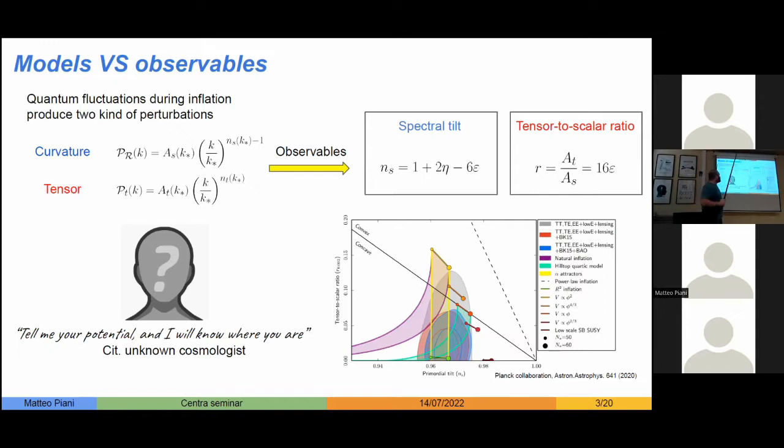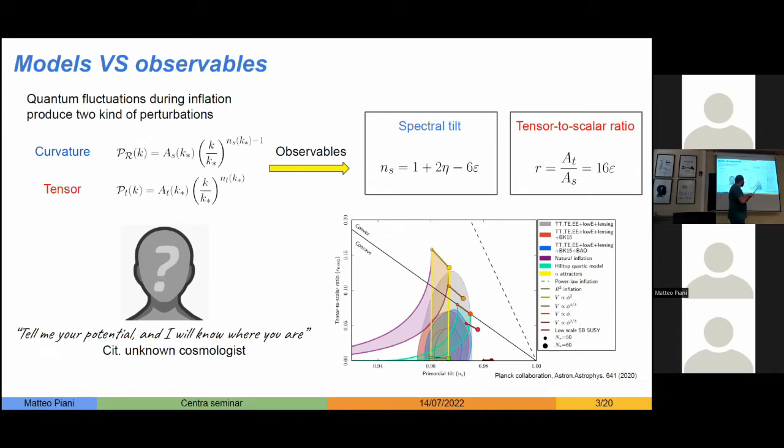What does this mean? This means that we go to the amazing results from the Planck collaboration. We have here the tensor to scalar ratio on the y-axis and the spectral tilt on the x-axis, and we have these contour plots that are giving us constraints. So you take your inflationary model, you compute these two quantities, and you go in this plane, and you see whether you fall or not inside the constraints given by Planck.